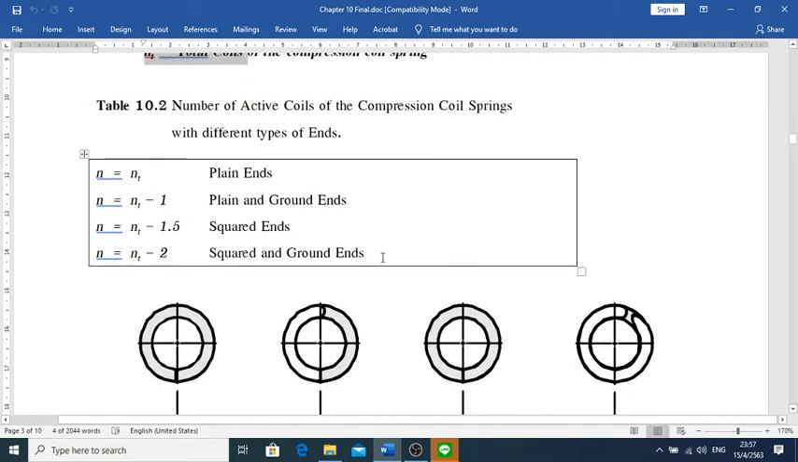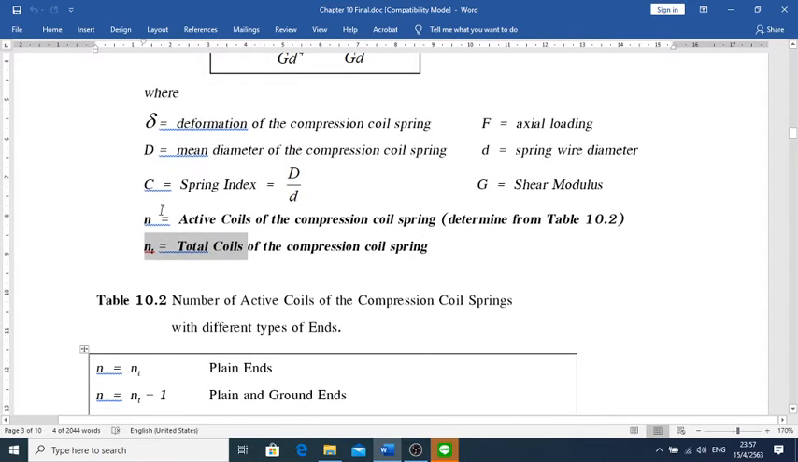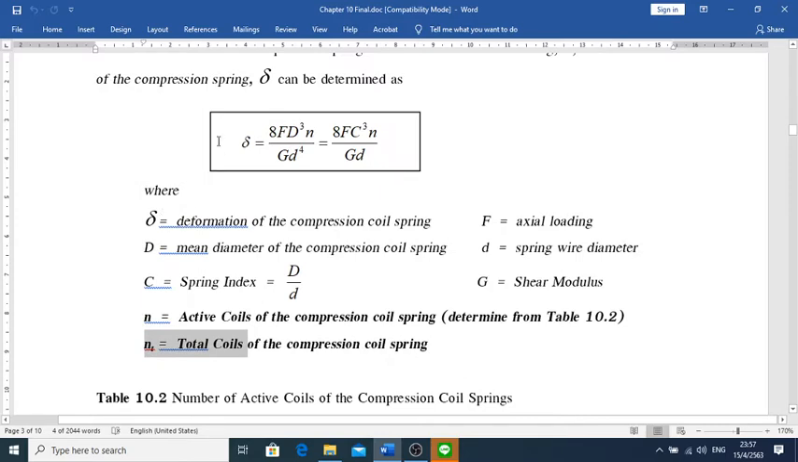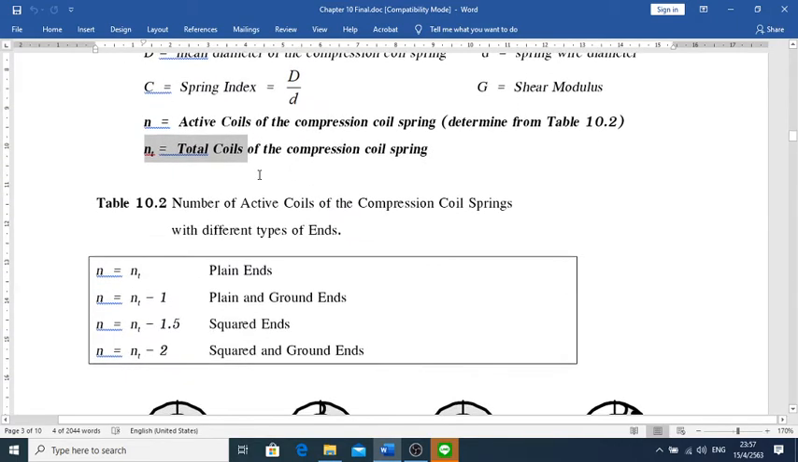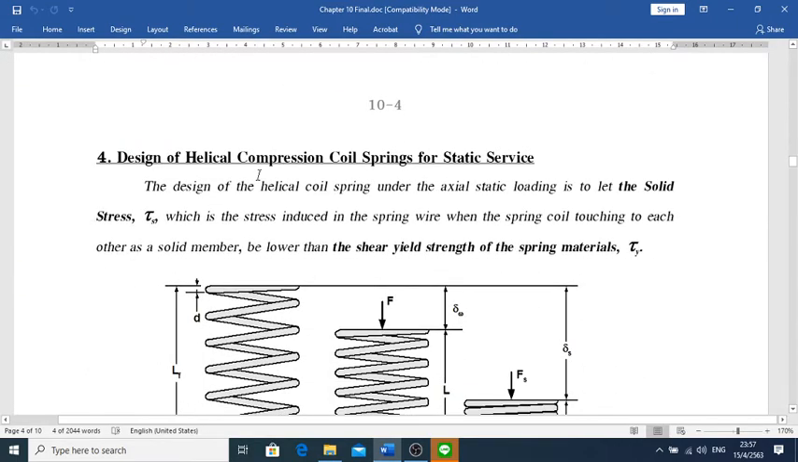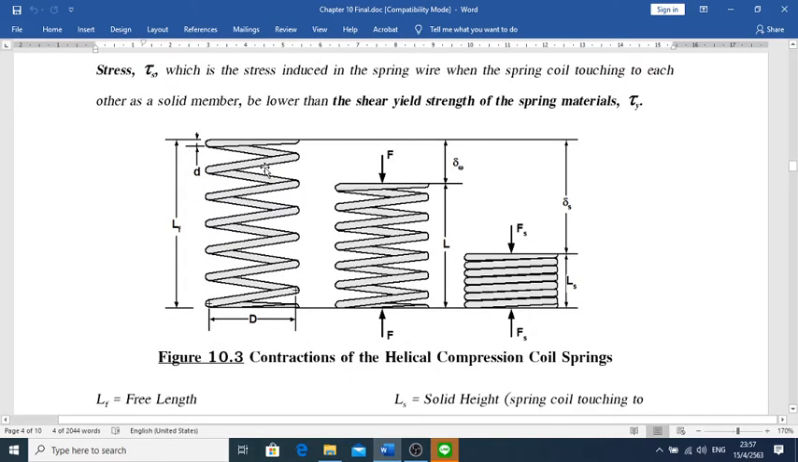The relationship between the total coils and the active coils is N equal to N sub T for plain ends, and N equal to N sub T minus 1 for other configurations. This is the total coil count, and the relationship between delta and the force follows from it. Then there is another relationship, for static service, which means the force is constant.